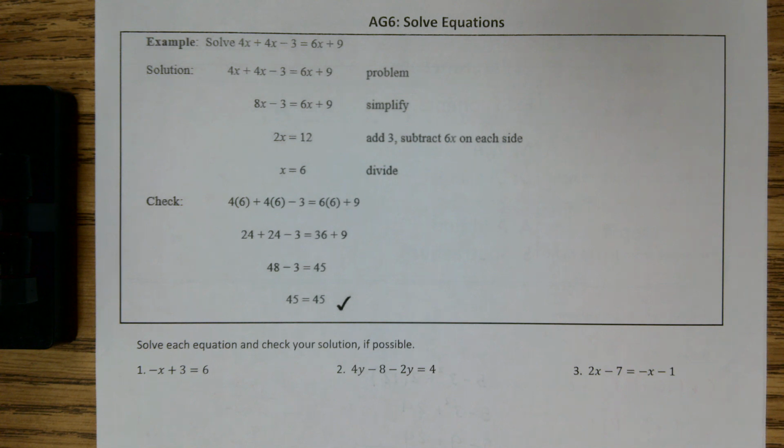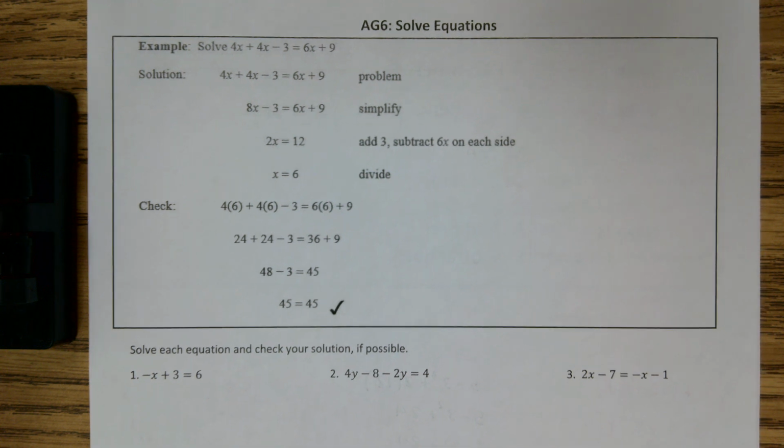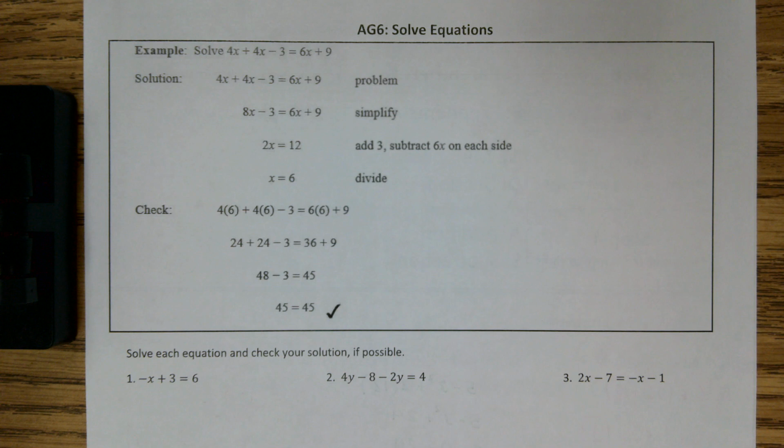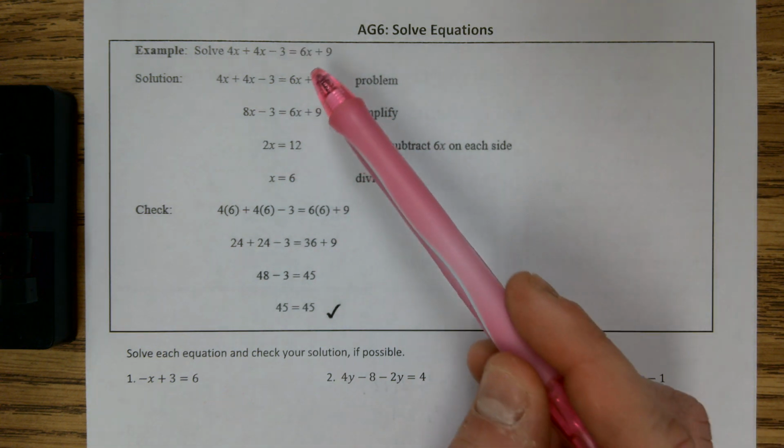So for this problem right here, we're solving equations. Again, our ultimate goal is to get x by itself on one side and some number value on the other. For this one, hopefully you see the example problem here: 4x plus 4x minus 3 is equal to 6x plus 9.